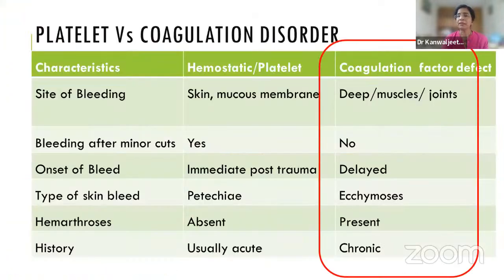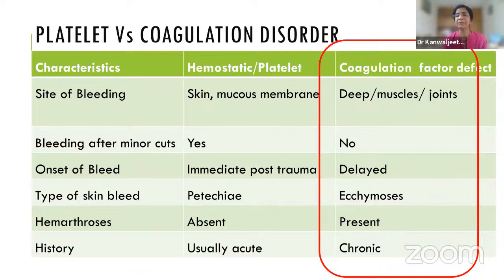We can tell clinically what we are looking at, what the likely etiology is, before we start screening for the coagulation disorder or bleeding disorder. Clinically, how we approach this, you might have seen this table before also. So the site of bleeding is important. If it's deep, muscular or joint bleed, likely coagulation defects. Also, the patient does not bleed after minor cuts.